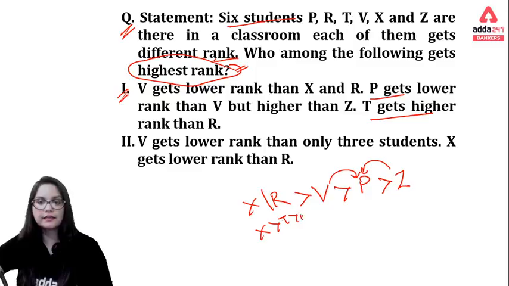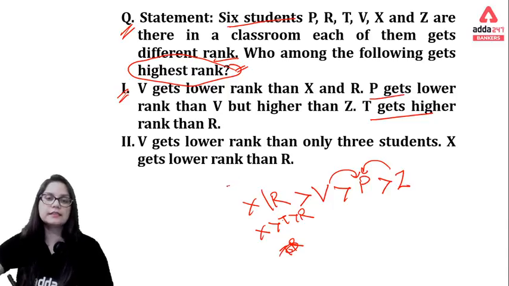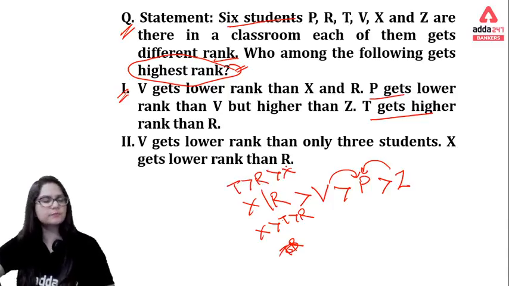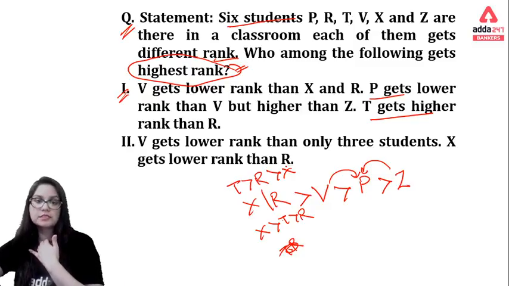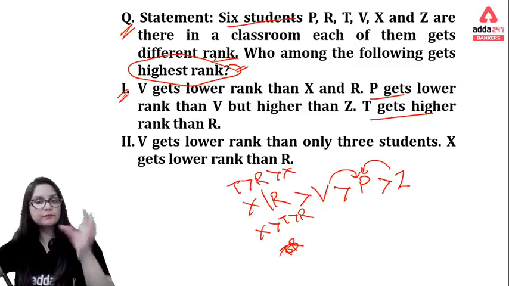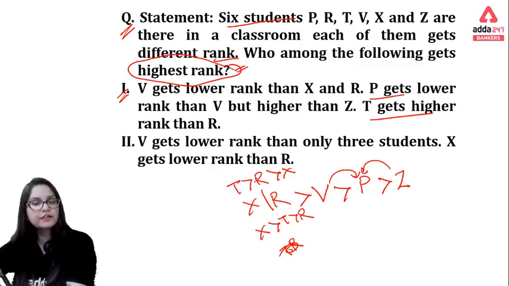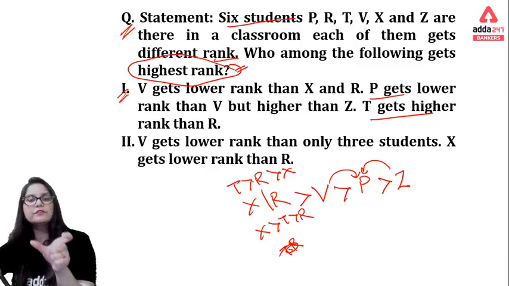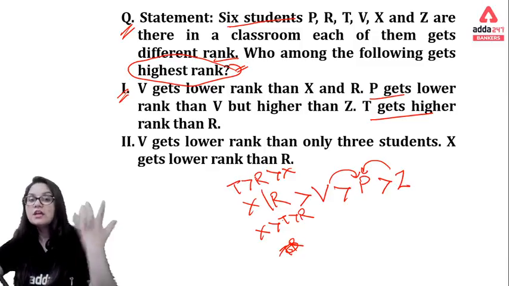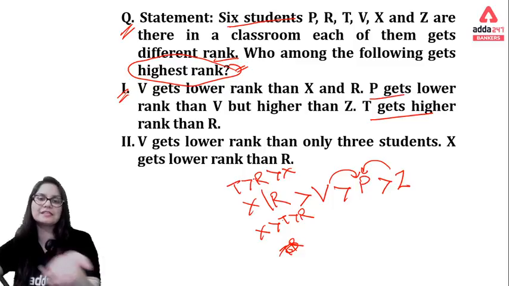T gets higher marks from here, so we can say that T is greater than R, and here we have X but we are not confirmed about it. So from the first pair of statements, we are not able to identify who gets the highest marks: X, T or R.